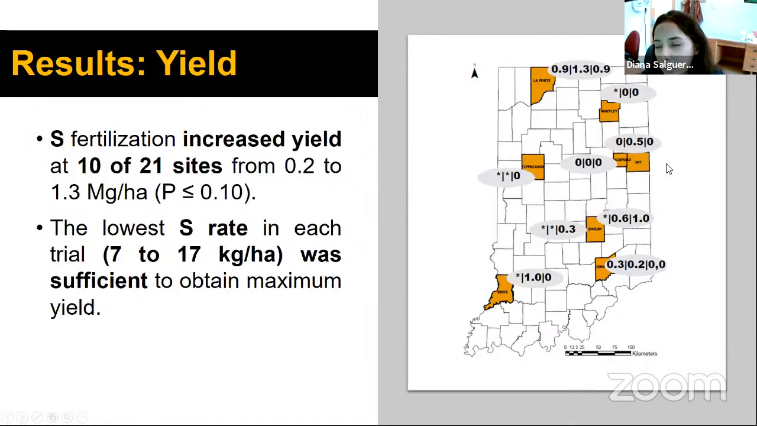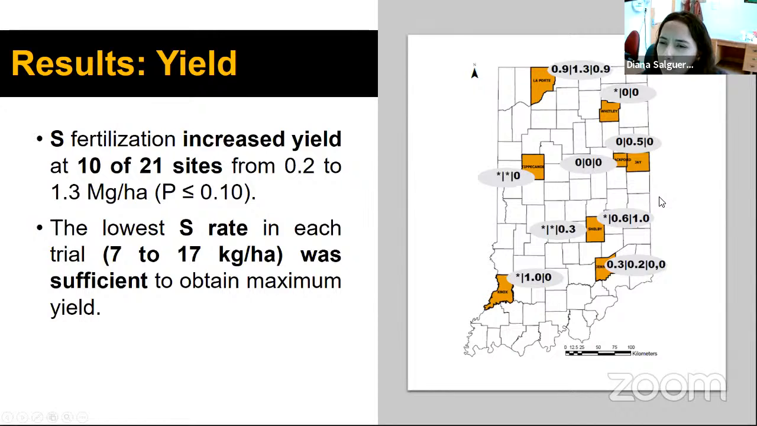So during these past 3 years, we have seen locations having responses, with an increase in yield that was as little as 0.2 and as high as 1.3, expressed in megagrams per hectare. As we can see, we have locations where we haven't seen any response, like this one close to the center of Indiana. And there are some other locations where we had responses one year and another year we did not.